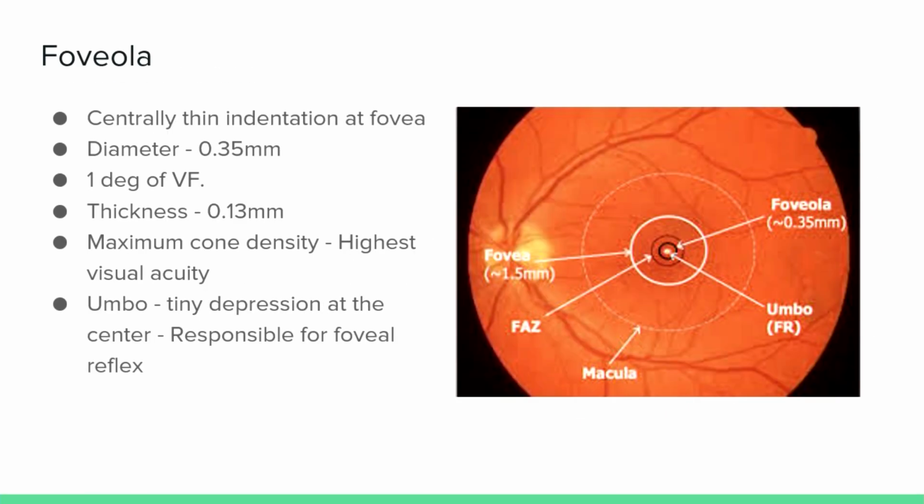Foveola is a central thin indentation at the fovea. Diameter is 0.35 mm. It represents 1 degree of visual field. Thickness is 0.13 mm. It has highest cone density and therefore highest visual acuity.